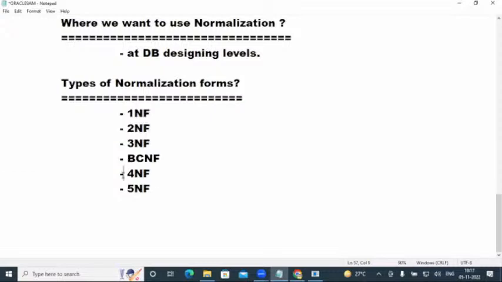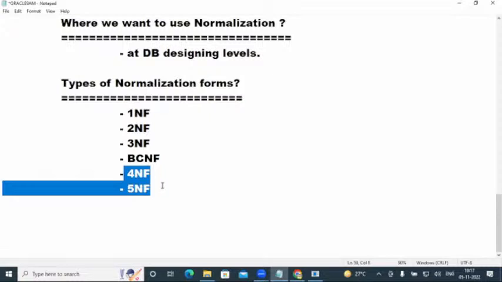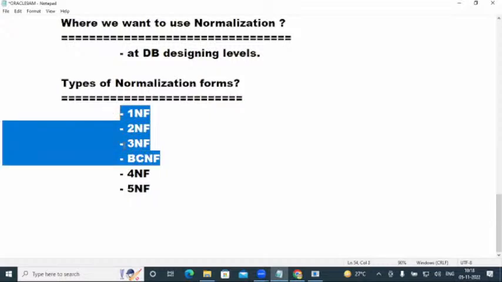And the remaining ones, fourth and fifth, are called optional techniques. Somebody may check them and somebody may not. Why? Because if you check fourth normal form or fifth normal form, there is no extra use; both give the same output. That's why people call fourth and fifth optional techniques. They are not mandatory, but the first four techniques are mandatory.